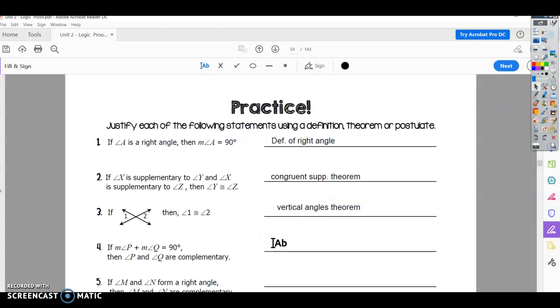All right, number 4, if, sorry, this M means the measure. So if the measure of angle P plus the measure of angle Q equals 90 degrees, then the measure of angle P and the measure of angle Q are complementary. So if these two added together equal 90, then P and Q are complementary. So that is the definition of complementary angles.